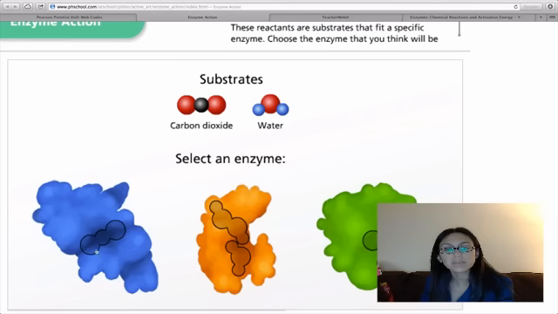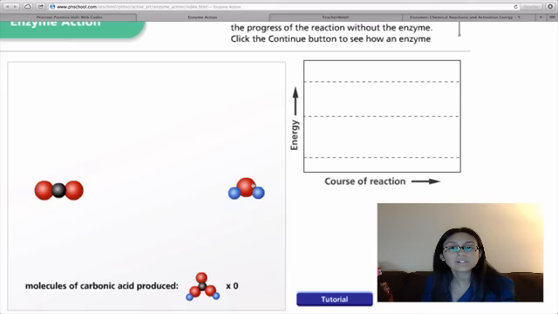This first enzyme, if you look at its shape, has a shape that matches the carbon dioxide, but it doesn't have a shape that matches the water. This next enzyme has a shape that matches the water right here, but the shape here doesn't match the carbon dioxide. This enzyme has a shape that matches the carbon dioxide and a shape that matches the water. So this enzyme can be used in this chemical reaction to break the bonds in the carbon dioxide and form new bonds. Alright, so let's go ahead and take a look at this chemical reaction as it would occur without an enzyme.